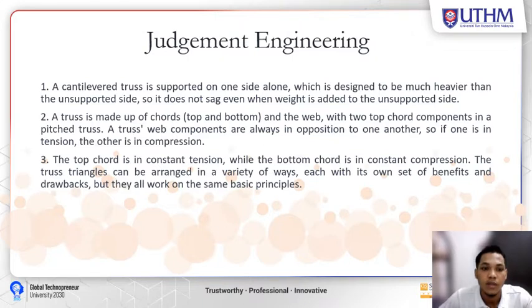A truss is made up of the top and bottom chords, and the web, with two top chord components in a pitched truss. A truss's web components are always in opposition to one another, so if one is in tension, the other one is in compression. The top chord is in constant tension, while the bottom chord is in constant compression. The truss triangle can be arranged in a variety of ways, each with its own set of benefits and drawbacks, but they work on the same specific principle.